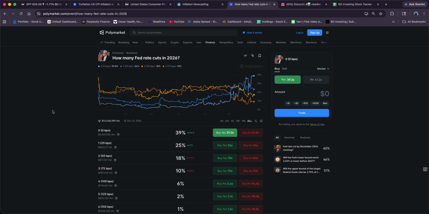But Polymarket is probably the best place to see what will happen. Polymarket says, how many Fed rate cuts in 2026, and the odds of zero are jumping to 40%. So if this trends all the way to 100%, well, that's very bad for the market. If we see odds of the Fed increasing the rates, well, now the market is cooked.